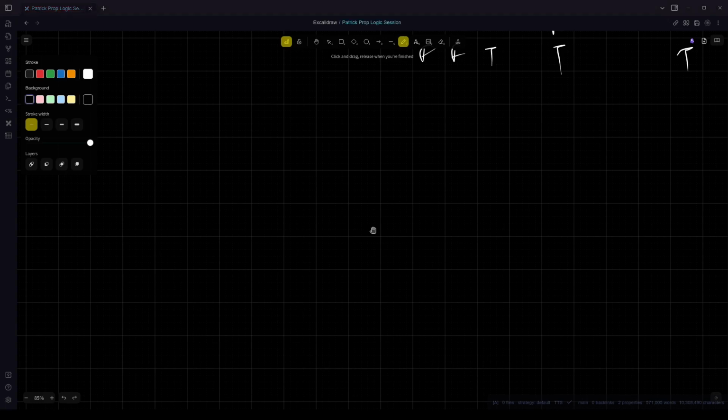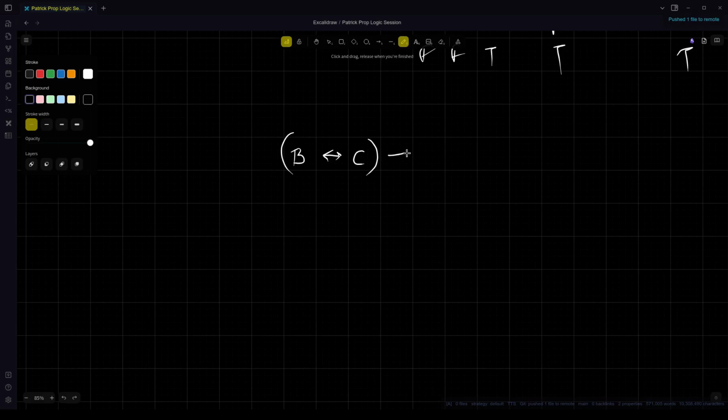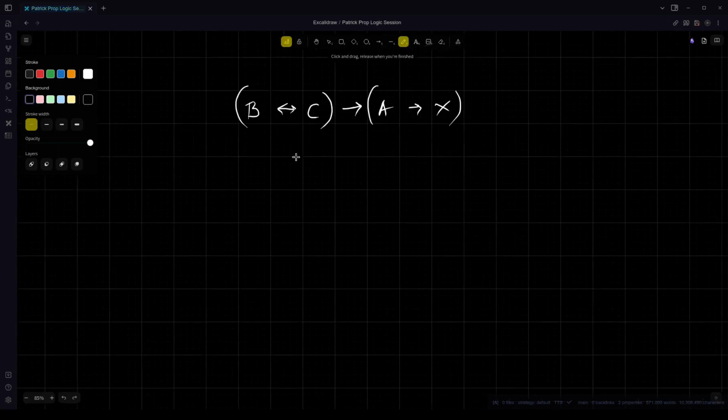Okay. So I'm pulling an example from the book. So this will be, let's see, B double implies C, that's in a bracket, that implies A implies X. So this is the proposition you want to draw a truth table for. So let's go. This is going to be a big one.